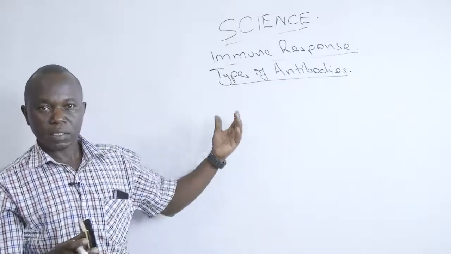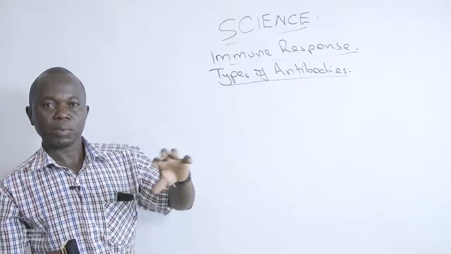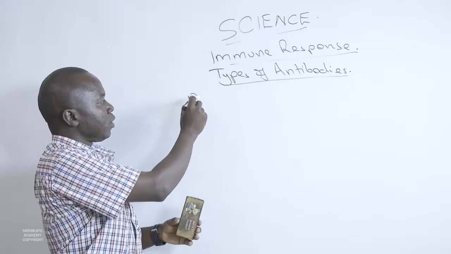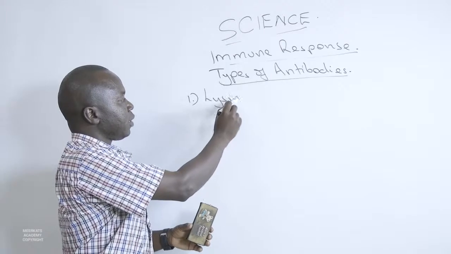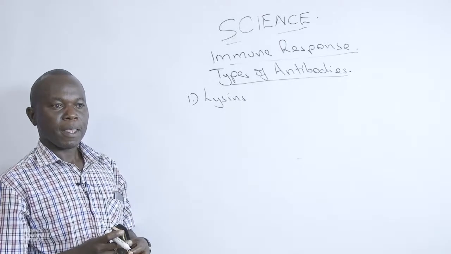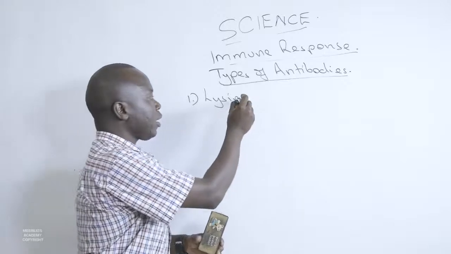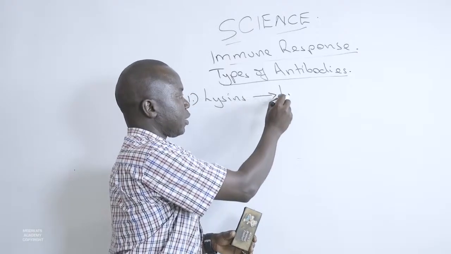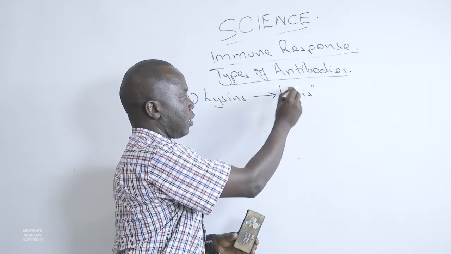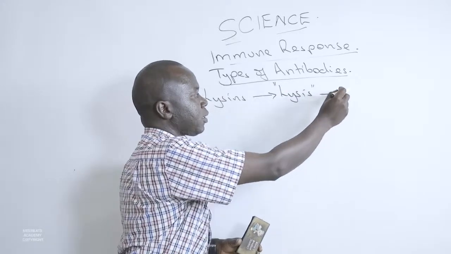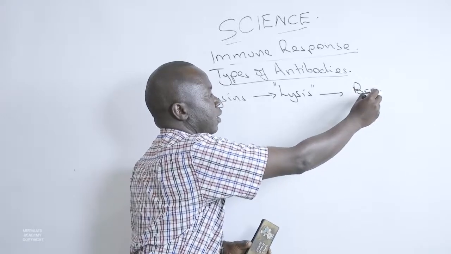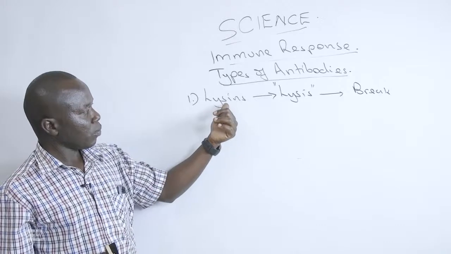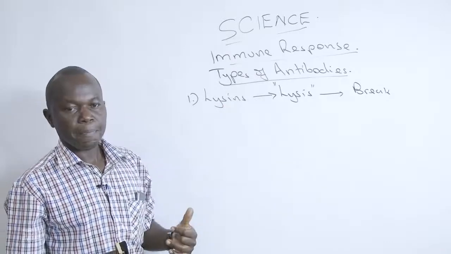So we have said it's the antibodies that will now react with antigens. We have to find out some of them. One of them are called lysins. The word lysin usually emanates from the word lysis, and lysis means to break. So in this case, we shall ask ourselves, what do the lysins break?